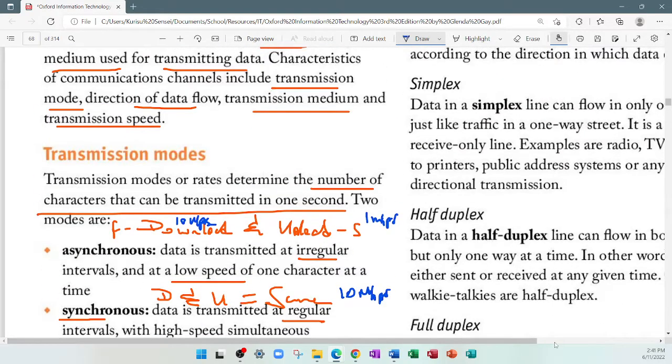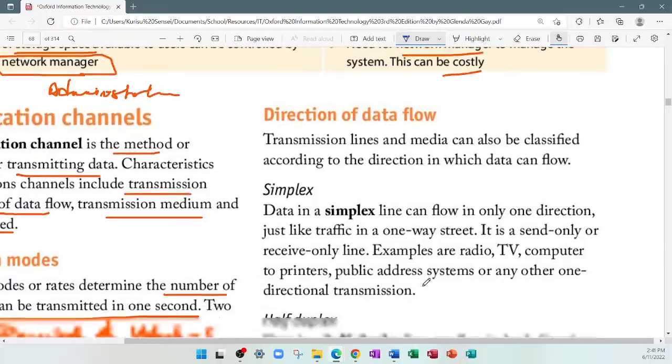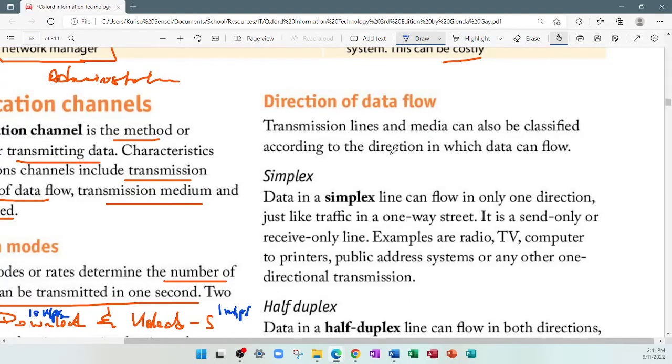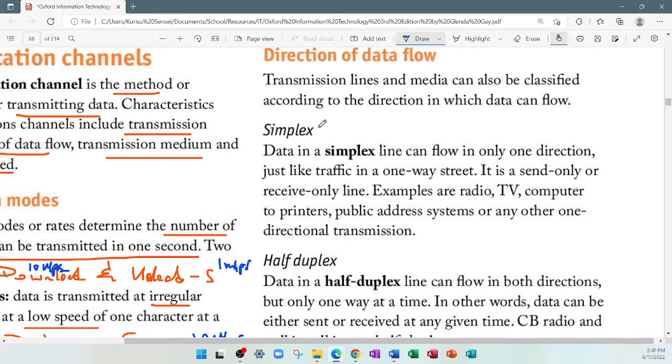Great. Now the other characteristic is the direction of data flow. How does data flow across this communication channel? Our first method is simplex. Now simplex, the data only flows in one direction. So think of a cable. Think of this line here as a cable. The data only goes in one direction. Either it goes to the left or it goes to the right. It doesn't go both ways at the same time.